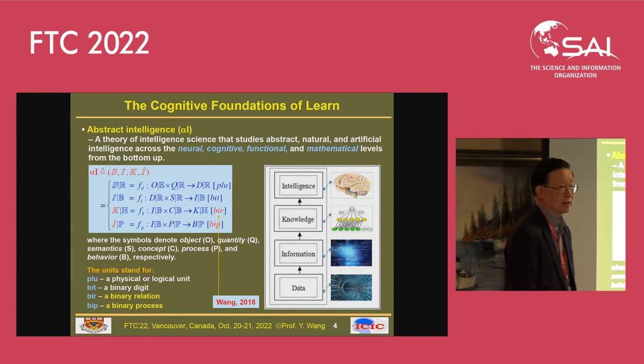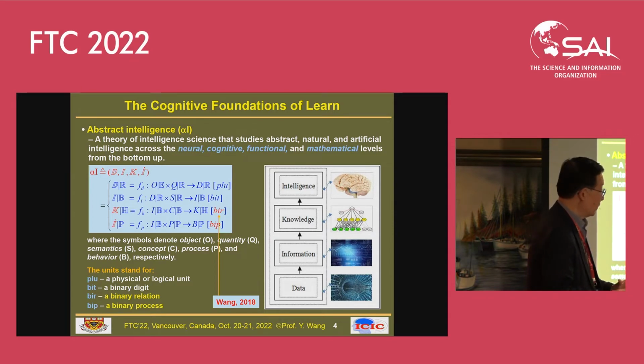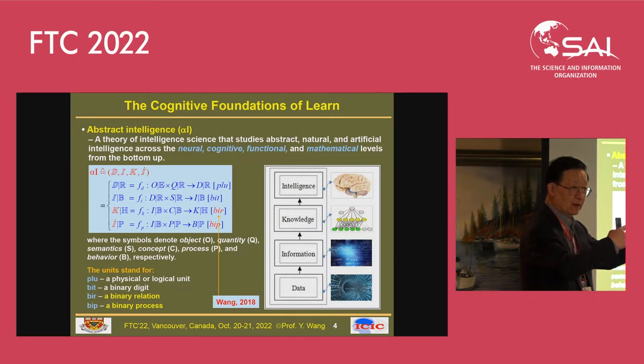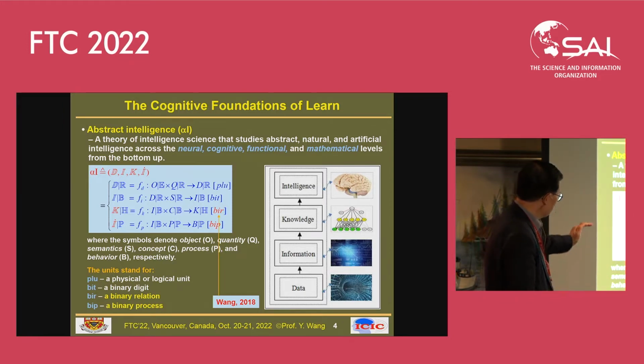This is the finding in 2018. It says, what is our knowledge? The basic unit of our knowledge is a BiR, a binary relation. That means anything we created in our brain, the neural networks, if there is a connection, that's a basic unit of BiR to represent our knowledge.